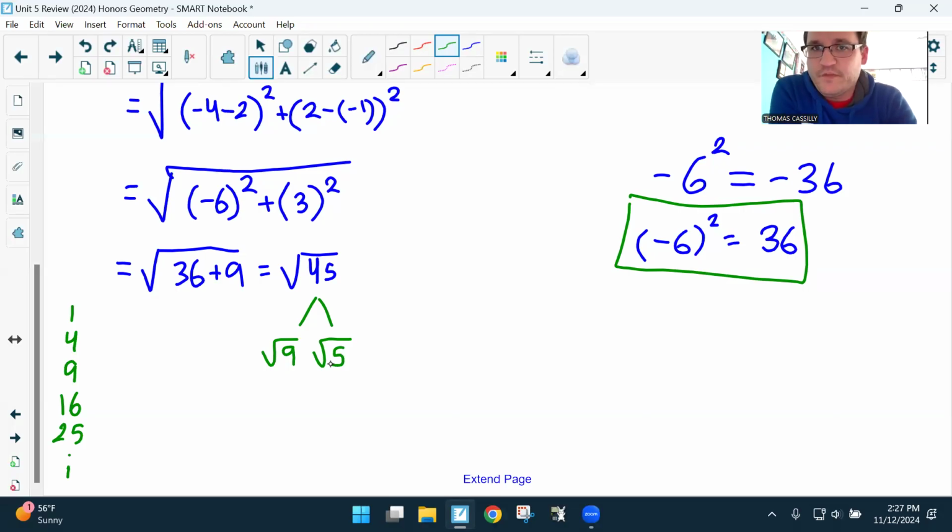9 times 5 is 45. So it means the square root of 9 times the square root of 5 is the square root of 45. Well, what is the square root of 9? Square root of 9 is just a normal, regular 3. Square root of 5 is just some number. I don't know what it is.